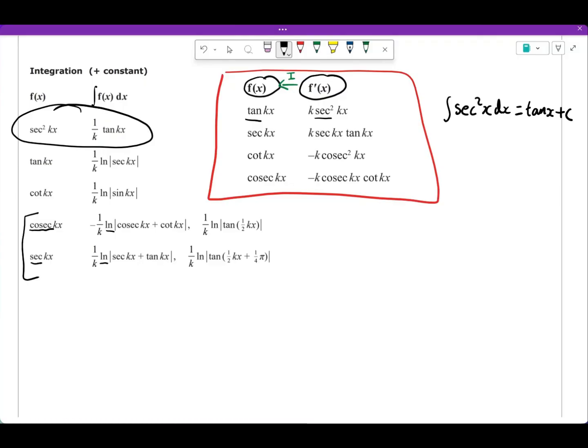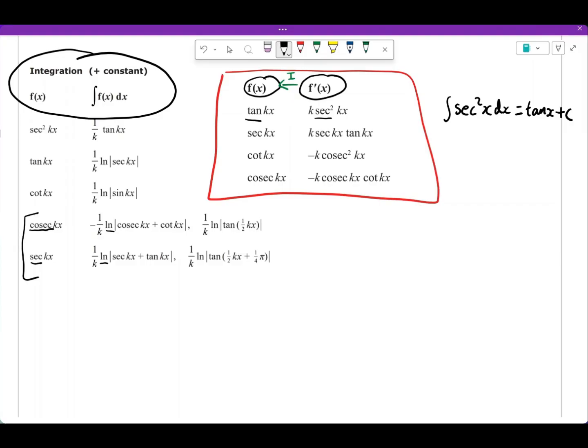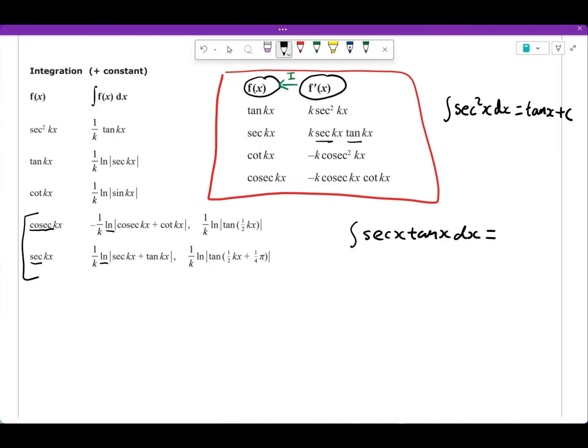Now, let's look at my other three, which are a bit more interesting, as these other three are not provided in my integration part of the formula booklet over here. Okay, so if we take a look at the second one, well, we have sec x tan x over here. So what we can determine is that sec x tan x integrated is going to be equal to what we got in the left-hand column, which is just sec x, and then, of course, plus c.